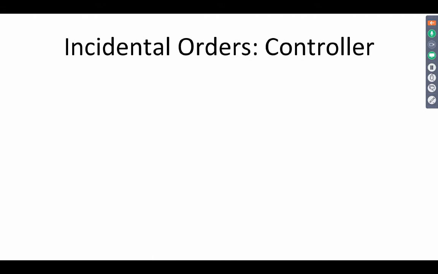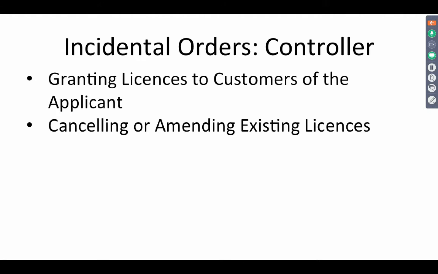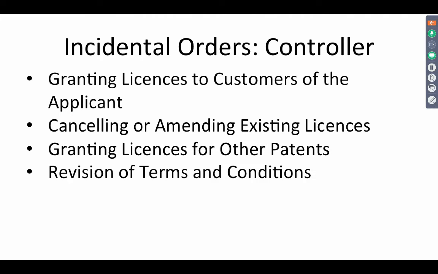Now the controller also has the power to pass certain incidental orders. He can grant licenses to customers of the applicant, cancel and amend existing licenses, grant licenses for other patents, and revise the terms and conditions. So that's with regard to an application under section 84, what we call a third party initiated compulsory license.